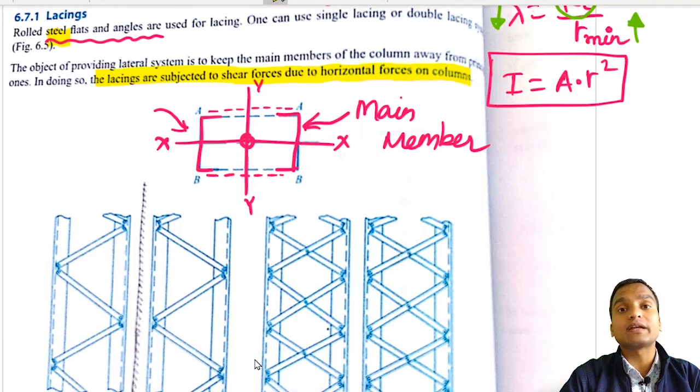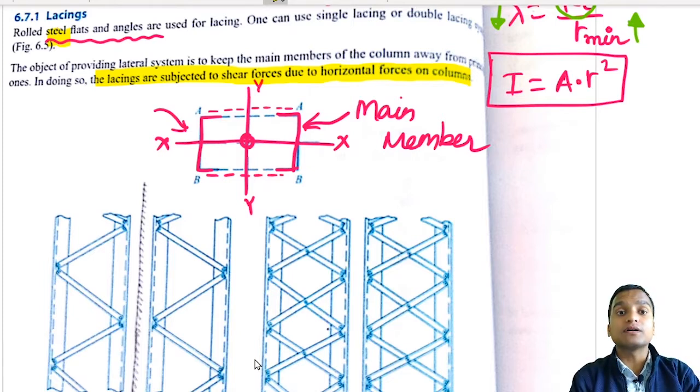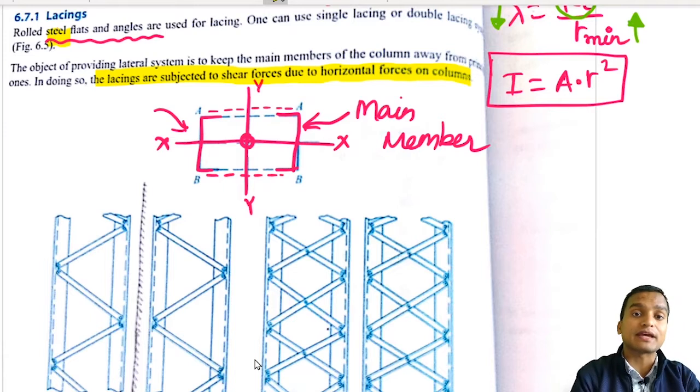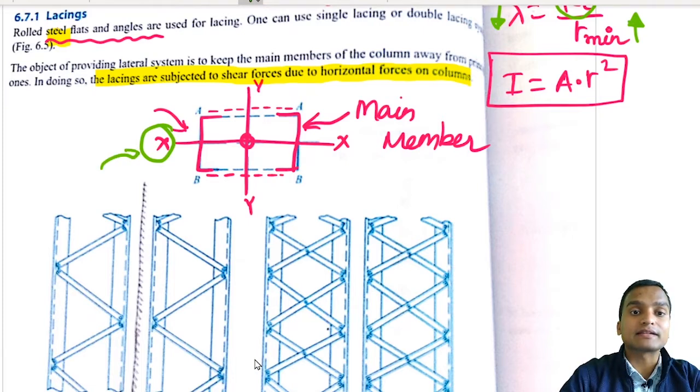So why do we provide lacing? Basically to keep the main members at a distance away from the centroid in such a way that our major axis becomes the minor axis. So we want to make this XX axis the minor axis. Okay, so in this case XX axis becomes the minor axis.